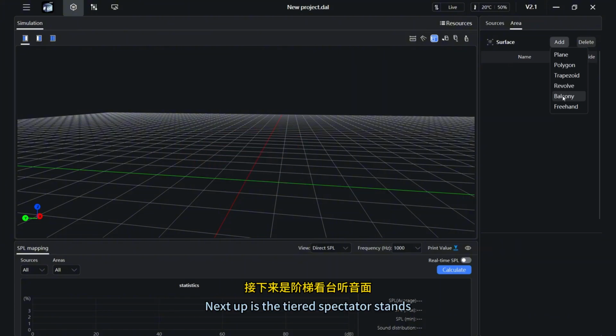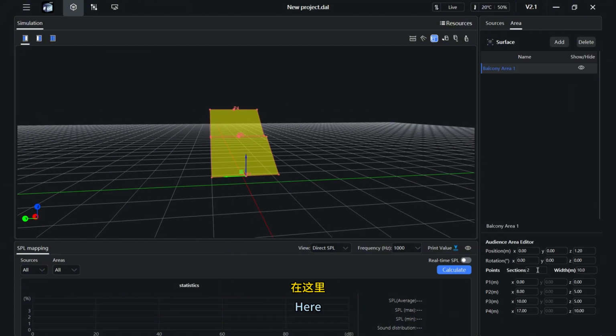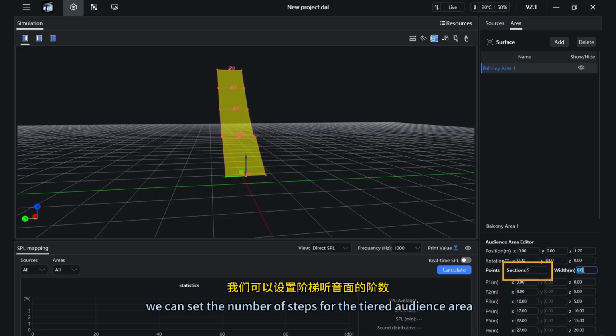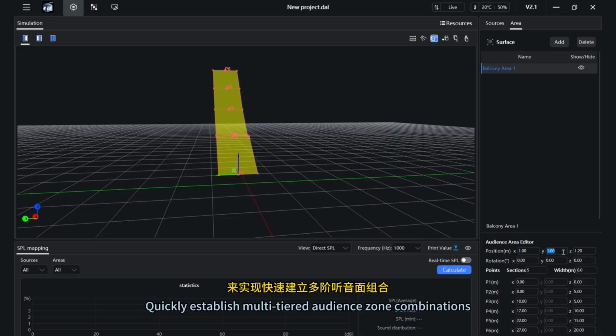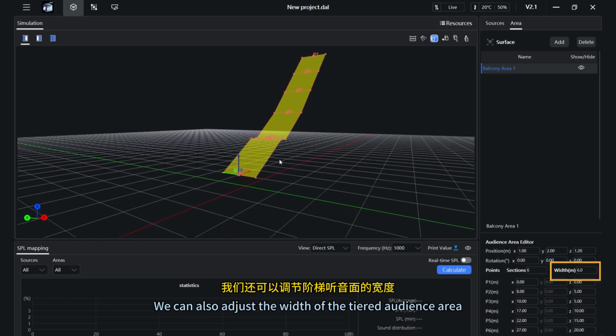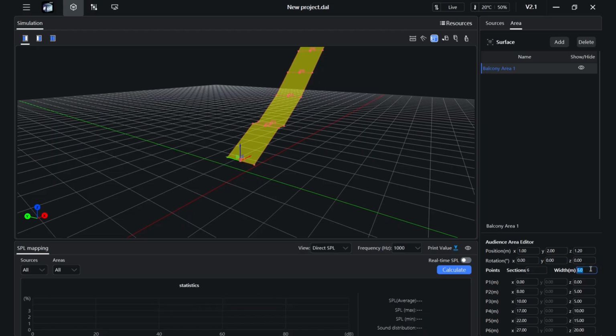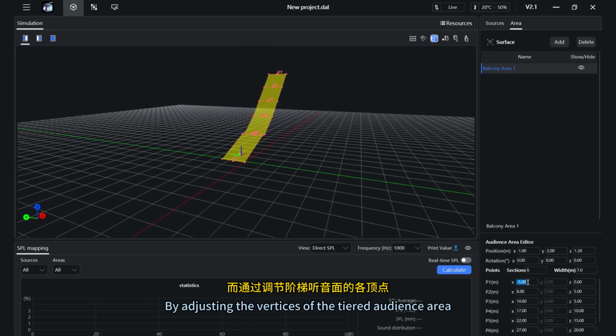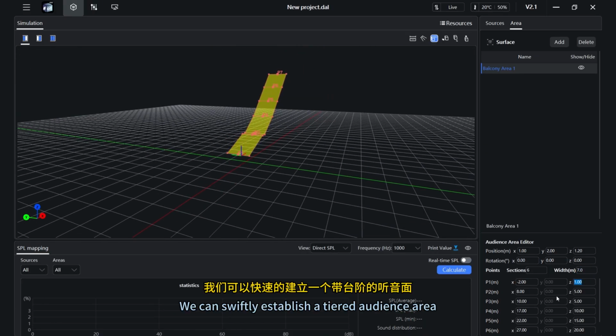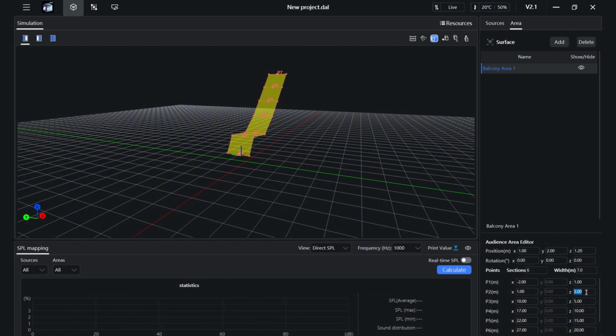Next up is the tiered spectator stands. Here, we can set the number of steps for the tiered audience area. Quickly establish multi-tiered audience zone combinations. We can also adjust the width of the tiered audience area. By adjusting the vertices of the tiered audience area, we can swiftly establish a tiered audience area.